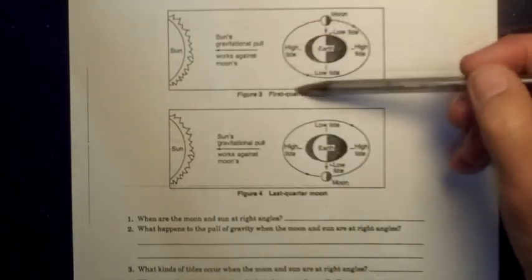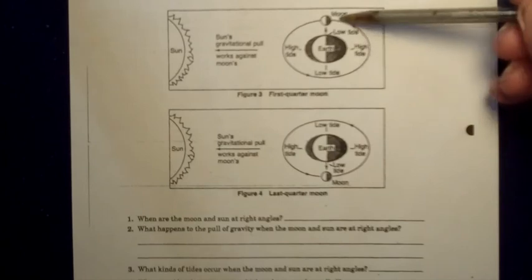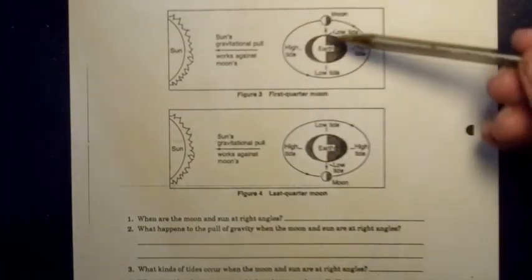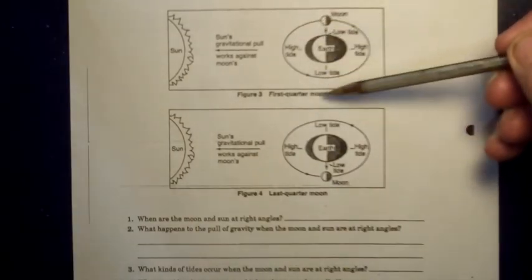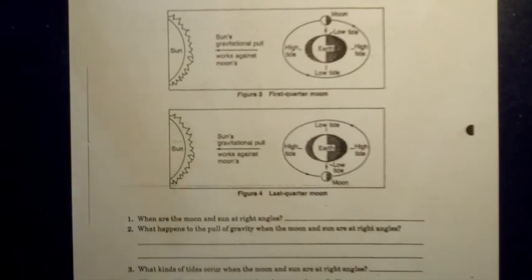How often does this occur? Well, since it takes 1 month for the moon to make its way all the way around, and during that month we would have one first quarter and one last quarter, that would be twice a month. And at what moon phases do these tides take place? They take place during the first quarter moon and the last quarter moon.